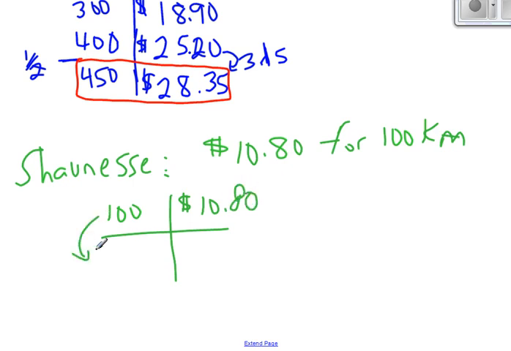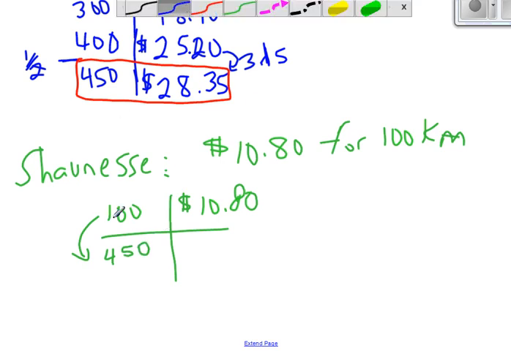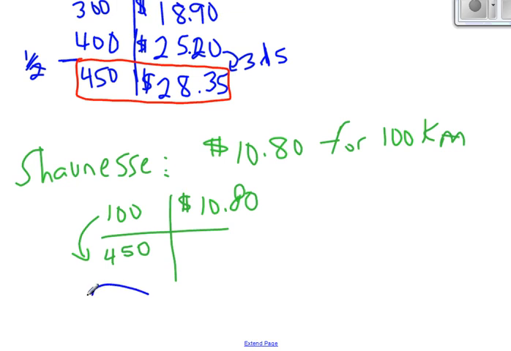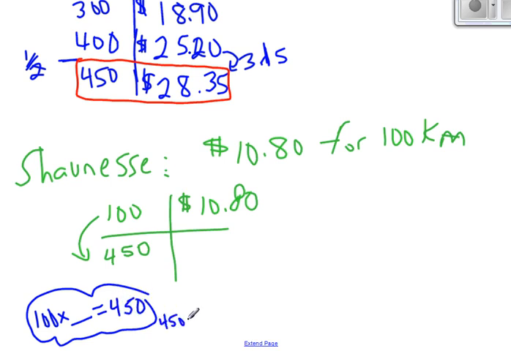But I want 450 kilometers. So what is my multiplication factor? What do I multiply 100 by? So here's my brain. What do I multiply 100 by to get 450? And if you don't know, use your calculator and do the opposite. 450 divided by 100, and that tells you that your multiplication factor is times 4.5. So I'm going to over here also multiply by 4.5.